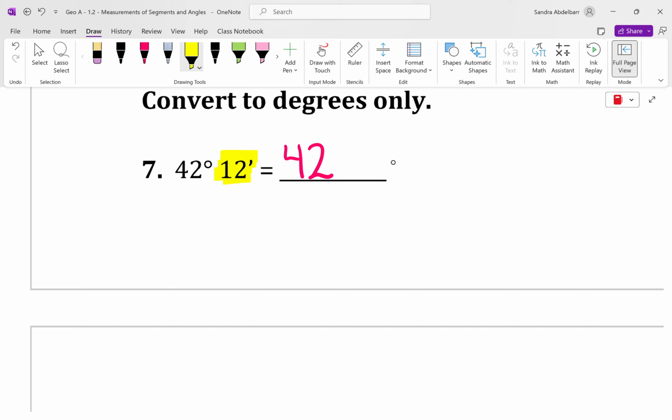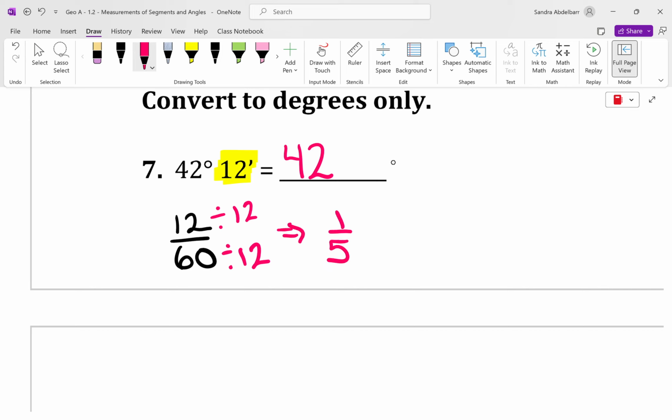So this 12 minutes is 12 minutes out of a total of how many minutes? 60. This is 12 minutes out of 60 minutes. So we're going to do 12 over 60 and then reduce. So I'm going to divide top and bottom by 12, and we are going to end up with 1 over 5. So we're 42 1/5 degrees.